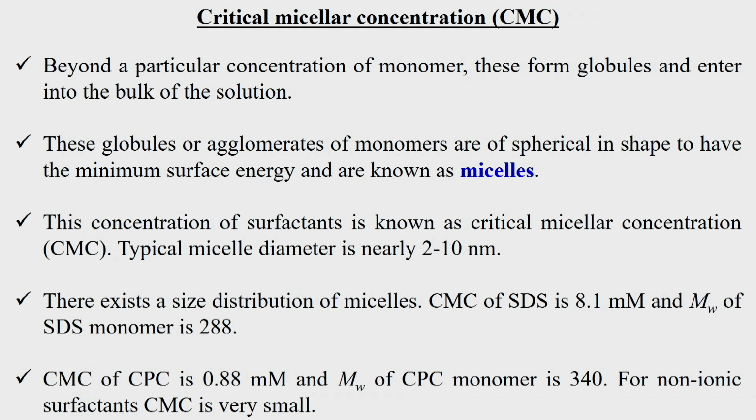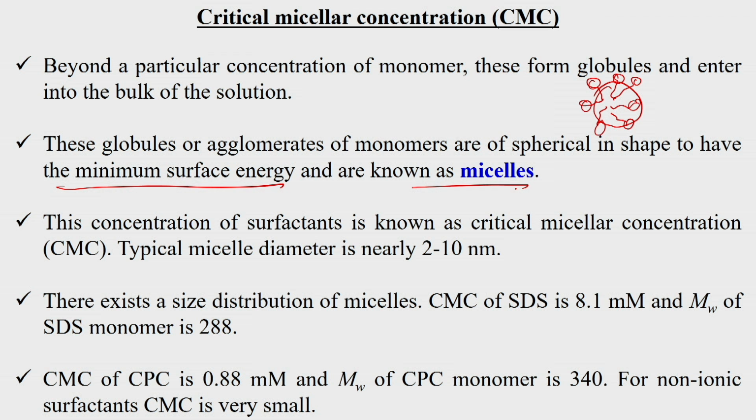Beyond a particular concentration of the monomer, these form globules and enter into the bulk of the solution. The hydrophobic tails will be concentrating inside, away from the aqueous solution, to be stabilized. So it will make a sphere. These globules or agglomerates of the monomers are spherical in shape to have the minimum surface energy when the surfactant is dissolved in aqueous solution. So this sphere is called a micelle.